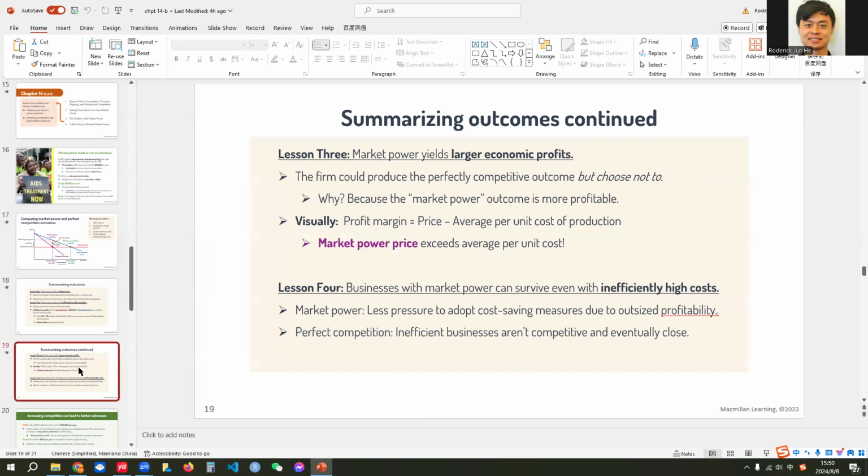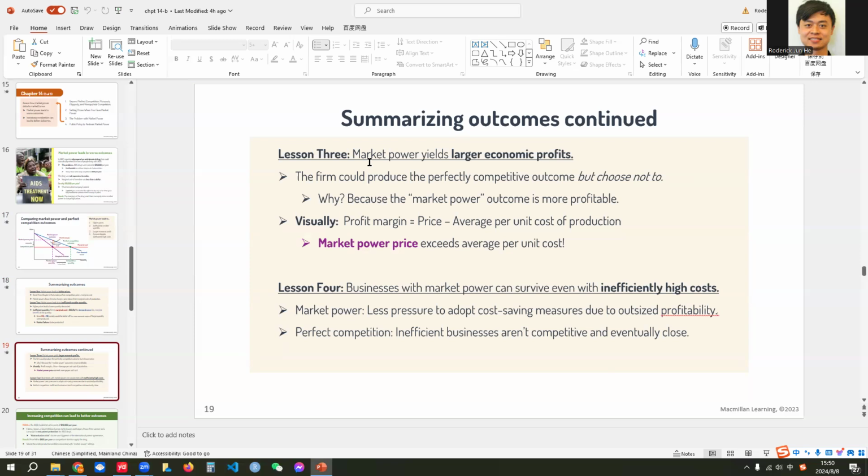protesting. And lesson 3, market power yields larger economic profits, and that's why firms want to maintain their unique stance in the market. They want to differentiate so that they can have a large market power, and accompanied by that power is economic profit. That's what firms desire.